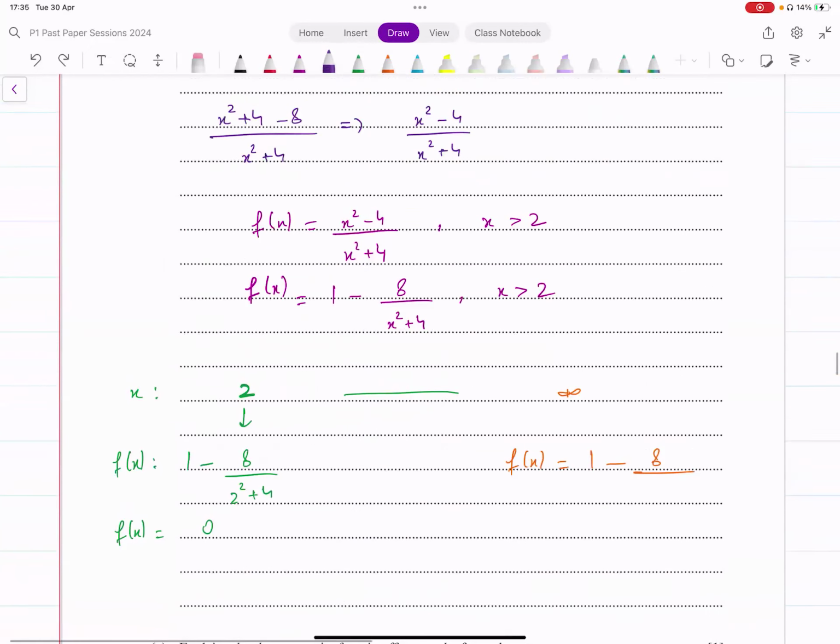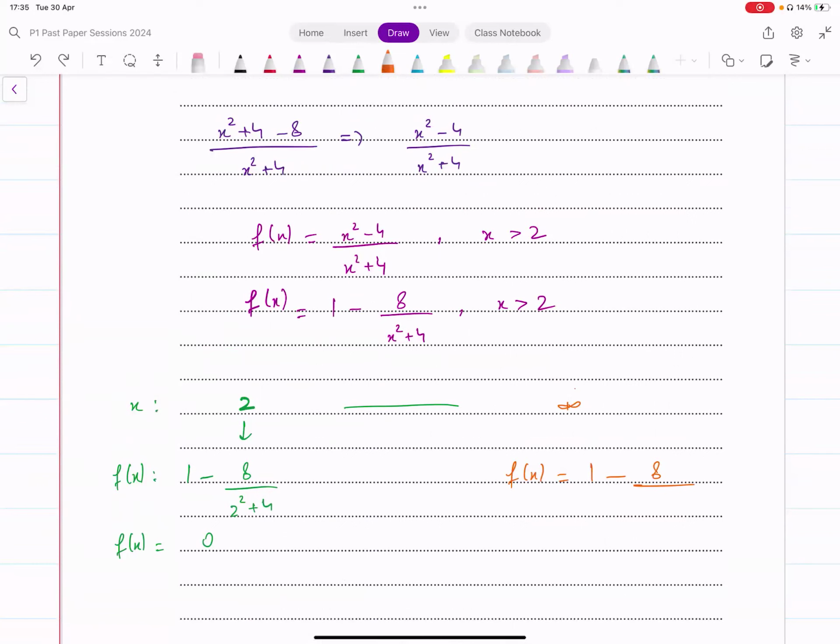Okay, now what happens when x becomes extremely large? What about that?